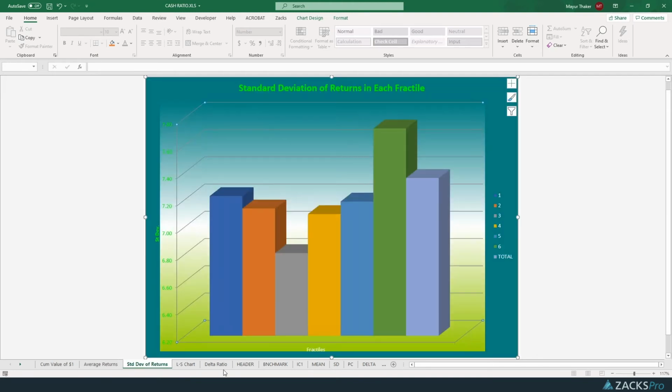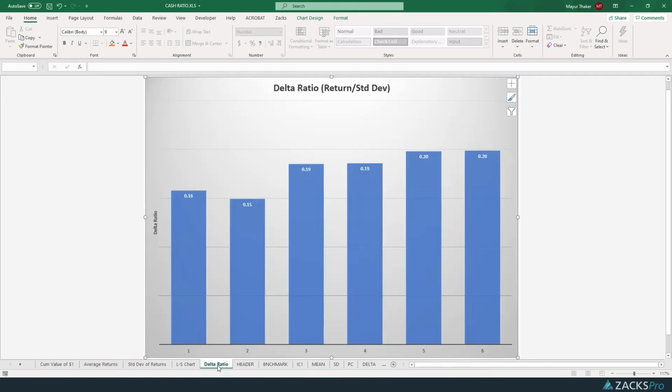And you can see here that these are the average returns over time. You can see the standard deviations of returns, and then really the delta ratio, which looks at return per unit of risk. And you can see that bucket number 6 and number 5 have the best risk-adjusted returns. And buckets 3 and 4 actually are pretty good as well. And then you'll see a pretty big drop off with bucket number 1 and number 2.